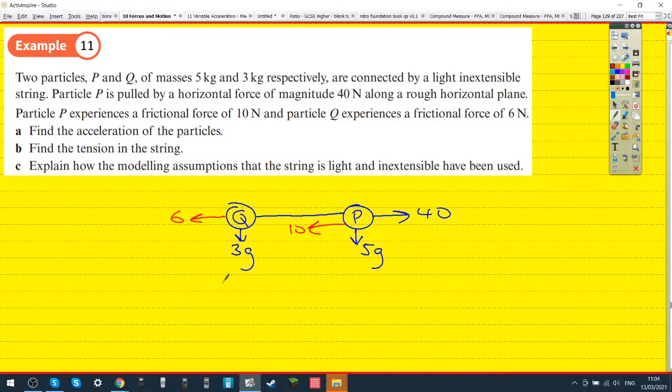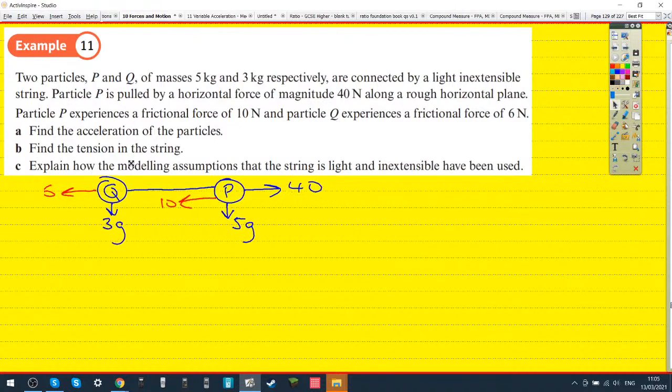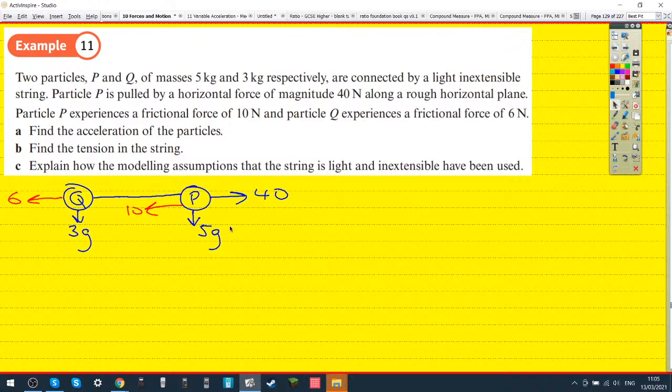And so you have to figure out the acceleration of the particles. So we'd use F equals ma. So force: would force be 40 and 6 and 10? Yep. So would you do 40 minus 10 minus 6, which gives you 24.